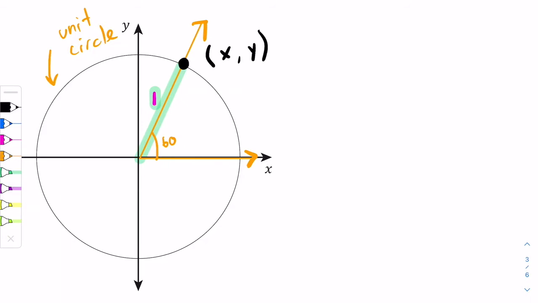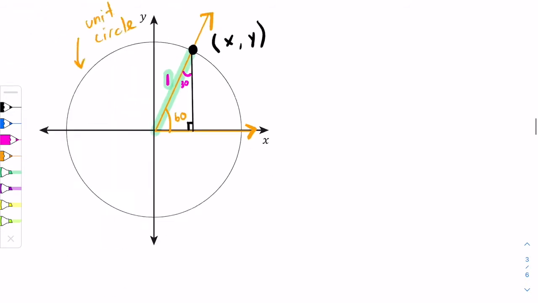So what I'm going to do is drop a line down to the x-axis, a perpendicular line to the x-axis, forming a right angle, and also forming a 30 degree, 60 degree, and 90 degree angle. So this here is a 30, 60, 90 triangle.